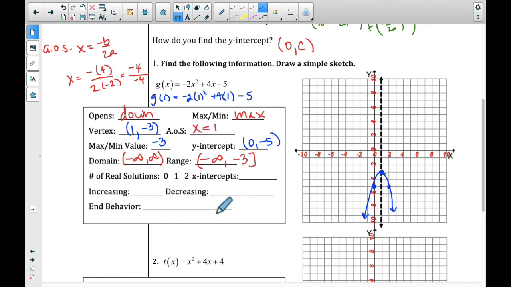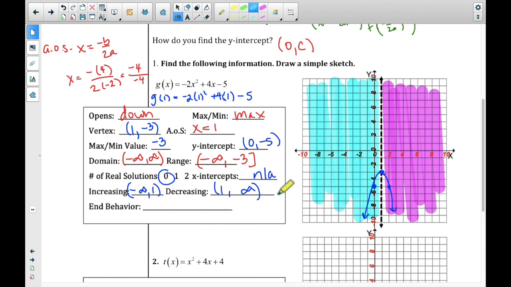And that's going to help me answer the rest of these questions, because how many solutions does it have? It does not have any. Didn't hit the axis. Which means it does not have any x-intercepts. Where is it increasing? Okay, it's flipped upside down. So now it's flipped upside down from -infinity all the way to 1, +1. It is increasing. And then from 1 to +infinity, it is decreasing.